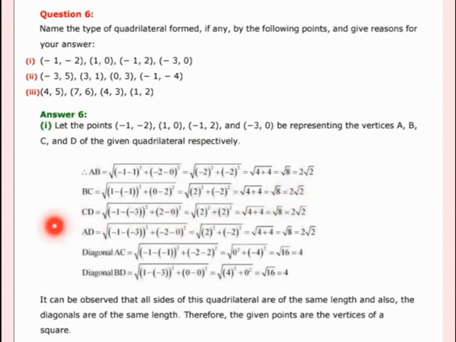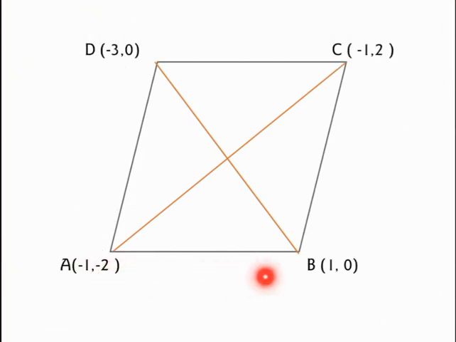Similarly, you can find the distance CD and AD. You will see all the distances are equal, 2 root 2. It means all the sides are equal in this quadrilateral. AB is equal to BC is equal to CD is equal to DA.